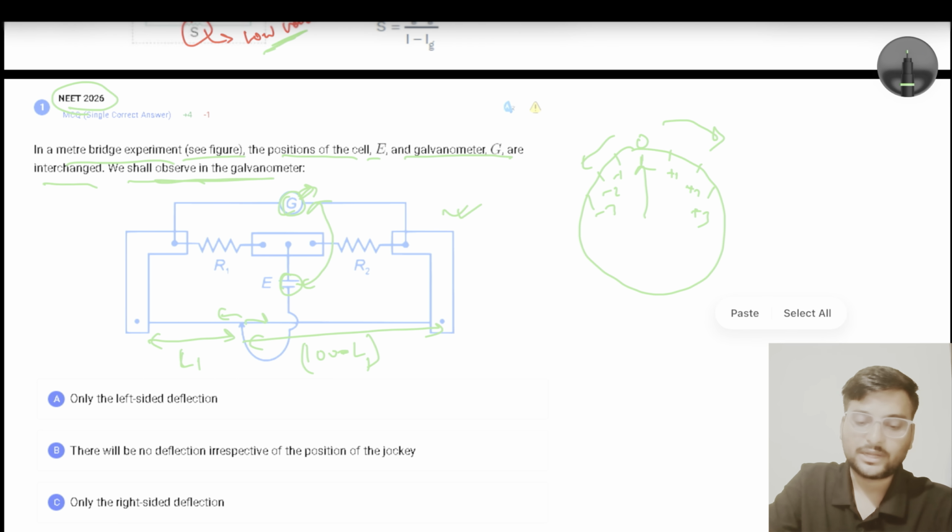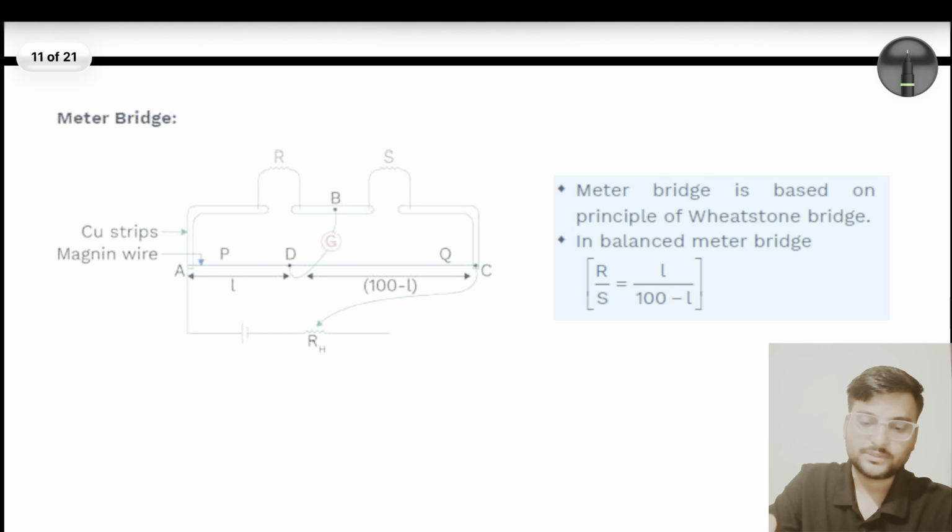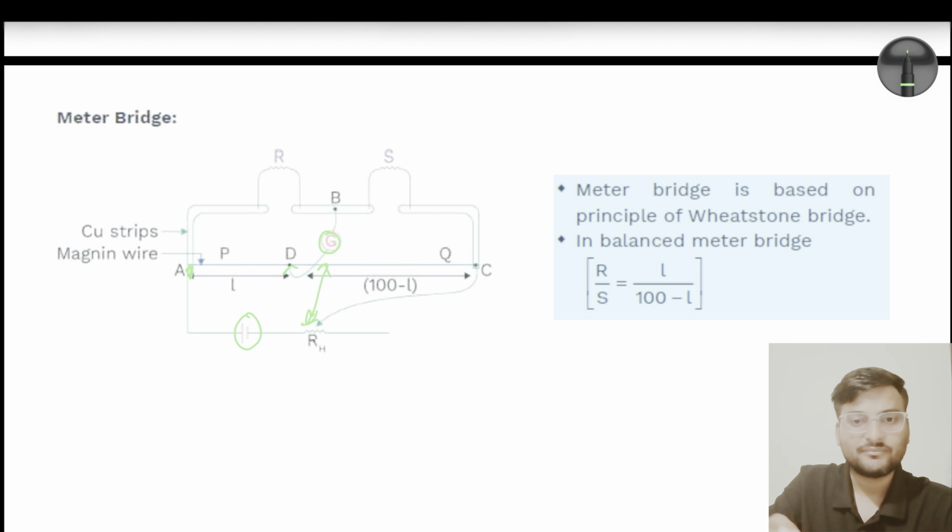But in this case, what happened here? First you should know the concept. In the main circuit, whatever we learn in the class, G is connected here with the jockey and the battery is connected with this terminal point. But whenever you interchange these positions and the equation is in balance condition, nothing will be changed here.